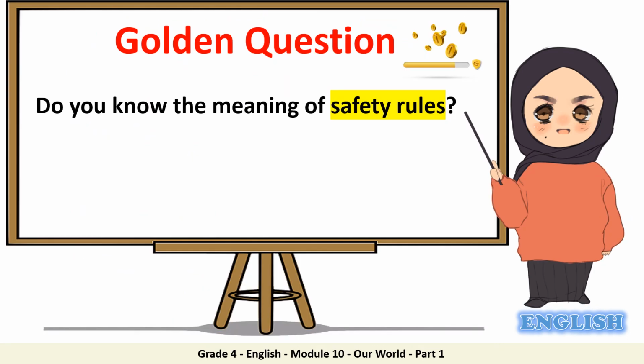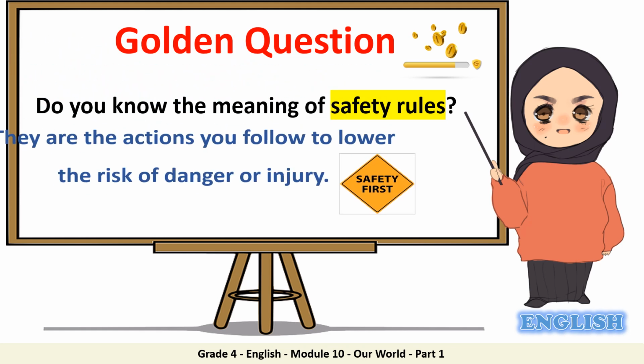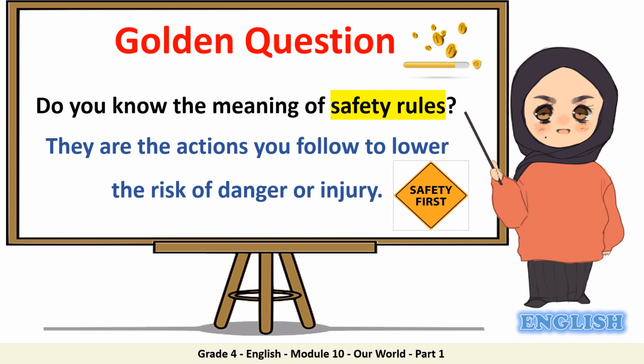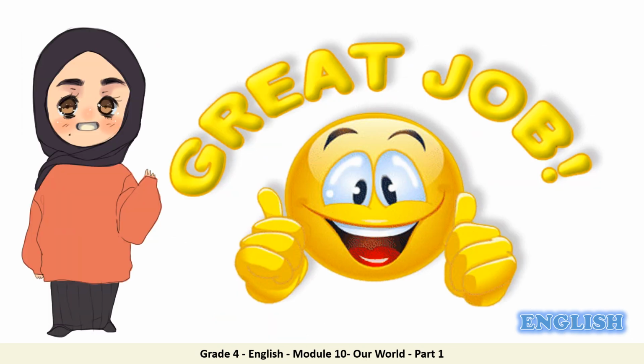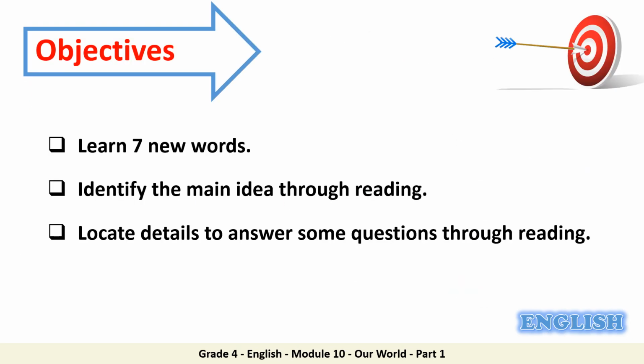It's golden question time. Are you ready? Do you know the meaning of safety rules? They are the actions you follow to lower the risk of danger or injury. Great job, everyone! I'm proud of you. You have completed your first objective. Now it's time to move to the second one.